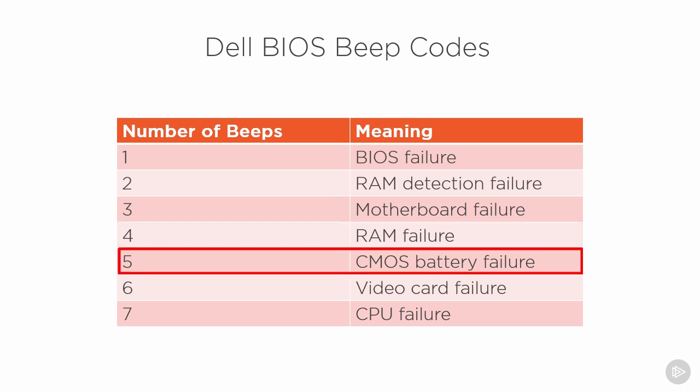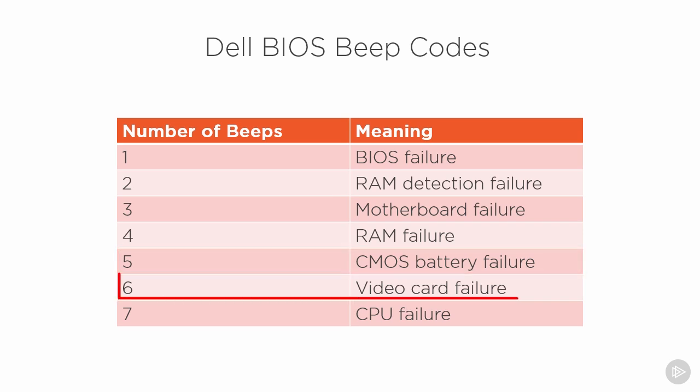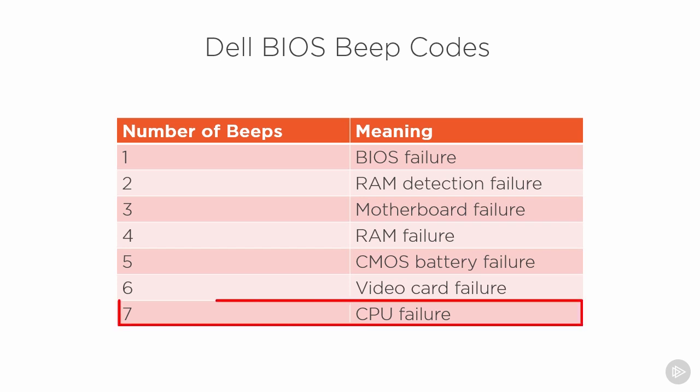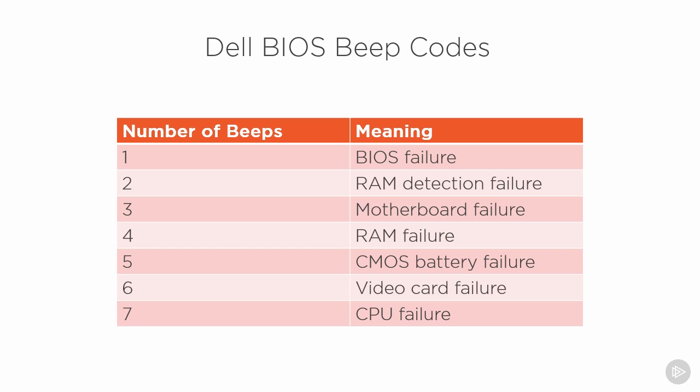Now, you'll probably know that you have an issue because every time you power on the machine, it might reset the date and time, and that usually means the CMOS battery is failing. Six beeps would mean a video card failure. Again, it could be a problem with the card itself, or maybe the card isn't seated fully and properly into its socket. Whereas seven beeps would mean a CPU failure. So this is just to give you a sense of what you might expect in terms of audible signals that there's a problem with the machine.